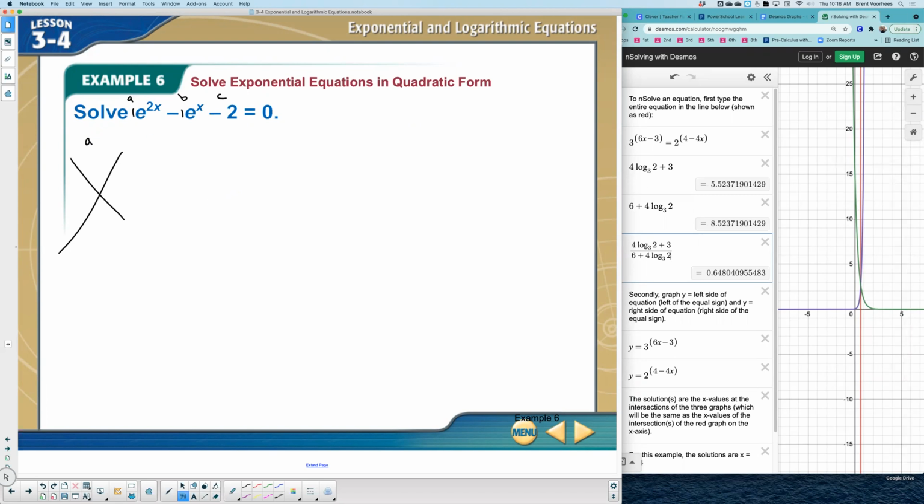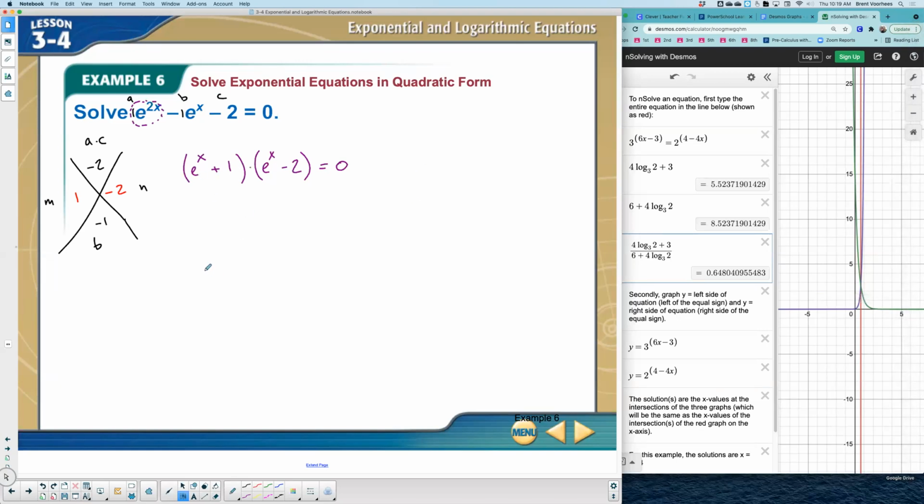So A times C is -2. My B is -1. We would try to find two numbers that multiply to be -2 and add to be -1. The only factors of 2 are 1 and 2, but how do I make it be a -1? It needs to be 1 minus 2. So like always, you next split the a term's power. So it'll be e to the 1x, as I split it, plus 1 times e to the 1x minus 2 equals 0.